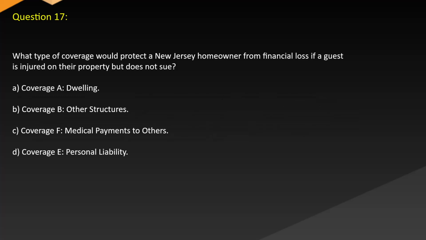Question 17. What type of coverage would protect a New Jersey homeowner from financial loss if a guest is injured on their property but does not sue? A. Coverage A, Dwelling. B. Coverage B, Other structures. C. Coverage F, Medical payments to others. D. Coverage E, Personal liability.